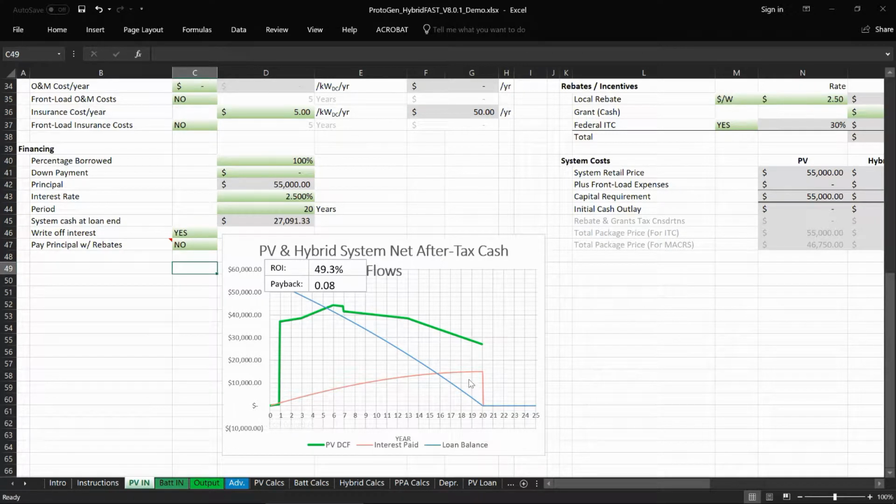Now this is assuming you were going to make your standard payments over the life of the loan for 20 years. The area under this interest paid curve obviously is your financing expense.